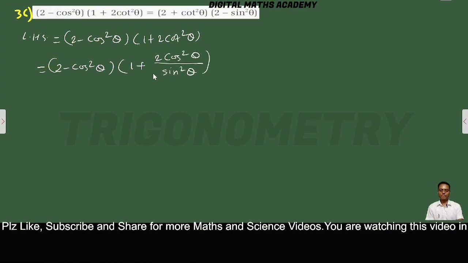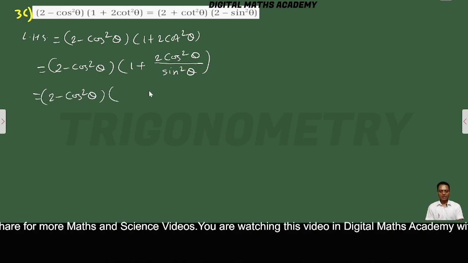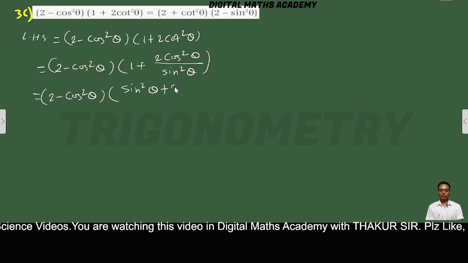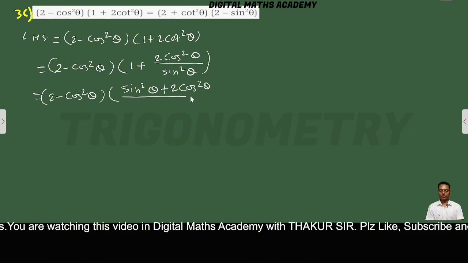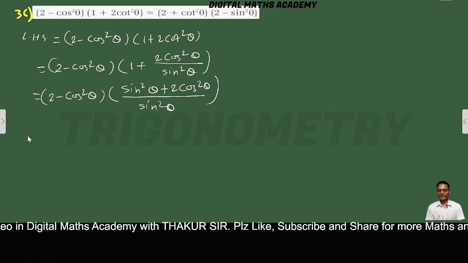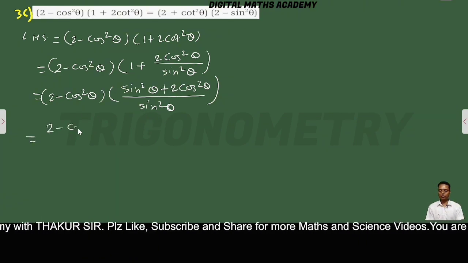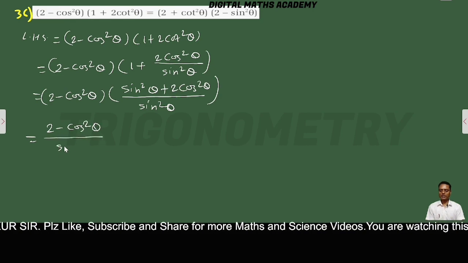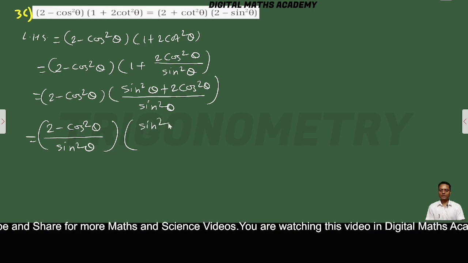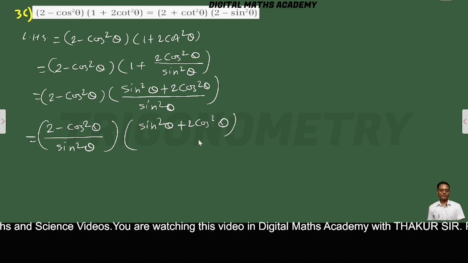square theta. Now 2 minus cos square theta as it is, and the simplification of the second part, we get here (sin square theta plus 2 cos square theta) over sin square theta. So sin square theta is the denominator of the second factor, so this becomes the denominator of the first factor. So we can write here (2 minus cos square theta) by sin square theta. So that is now here sin square theta plus 2 cos square theta, and denominator nothing, right?